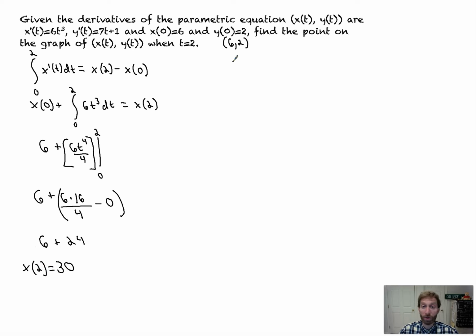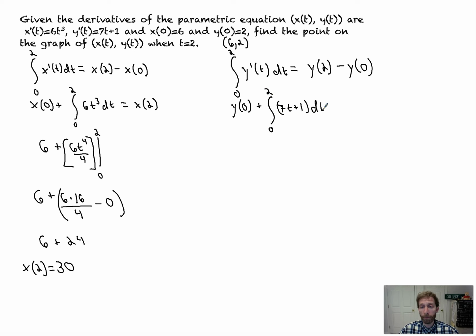So on now to a very similar idea. We would have the integral from 0 to 2, but this time of y prime. The y-coordinate at t equals 2 is equal to the y-coordinate at time 0 plus the difference. So just taking it piece by piece, that's all. We split it into parts. So similar to the last problem, we'd have y of 0 plus the integral from 0 to 2 of y prime of t, which is 7t plus 1, dt. And that would equal y of 2.